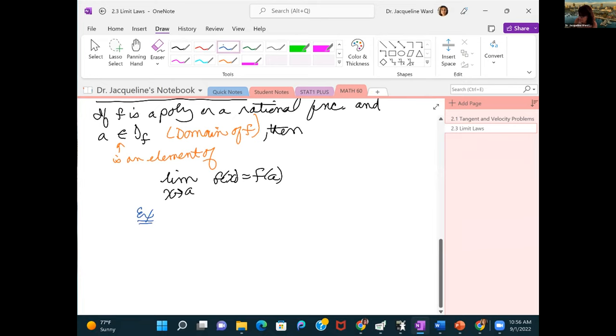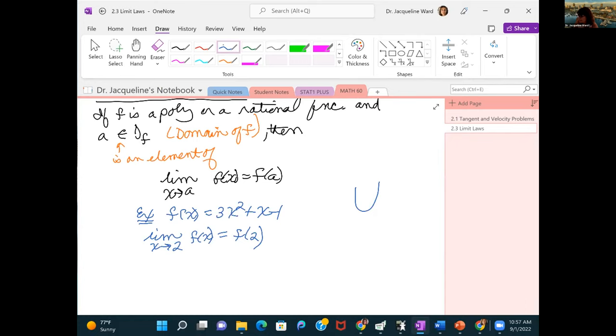So as an example, if you have this function, and you want to find the limit as x goes to 2 of f, you can just substitute it right in. It's just f of 2. And again, think about this. If you graphed that parabola, and you're looking at x equals 2, it ends up giving you 3 times 2 squared plus 2 minus 1. That's 12, 14, 13.